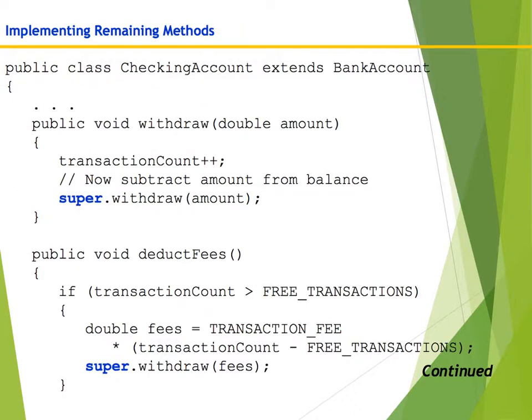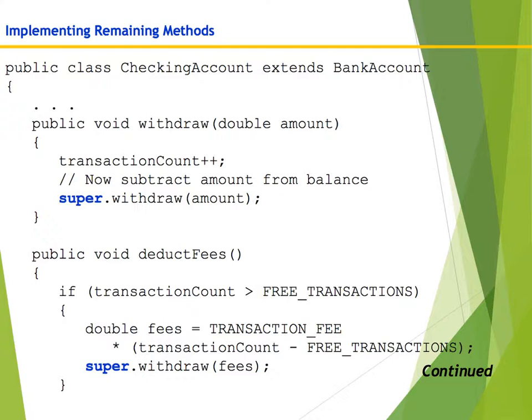In the same way that we override the deposit method, you can override other methods like withdraw. In this example, in this slide, as you see, the withdraw method is overridden in a similar way. We first increment the transaction count, and then we call the withdraw of the superclass with the same explicit parameter as the one that is given at the explicit parameter of withdraw method in checking accounts class.